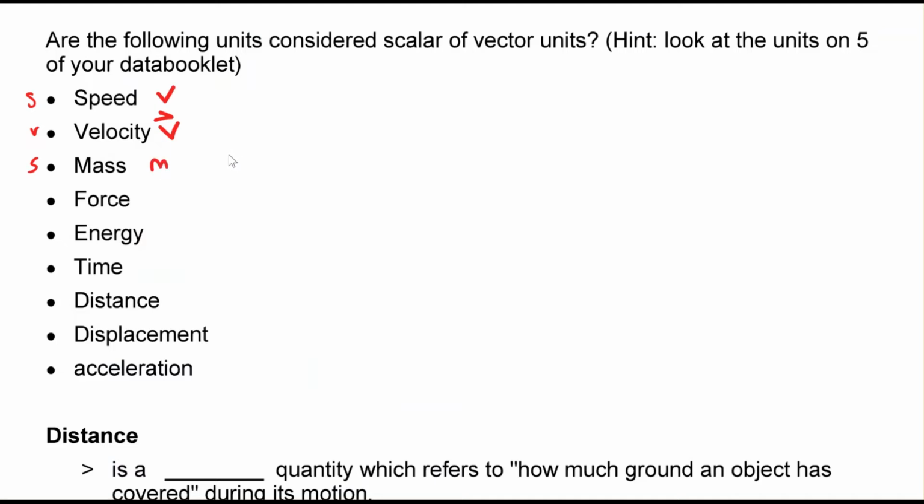So it's a scalar. Mass can't have a direction. My body mass can't be 70 kilograms north. That doesn't make any sense. It's nonsensical. I don't even know what other word to use to describe that.